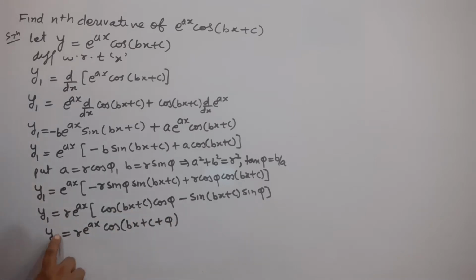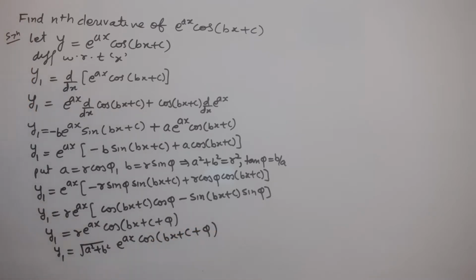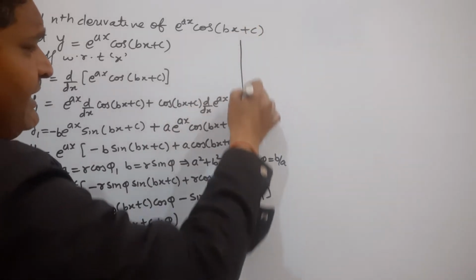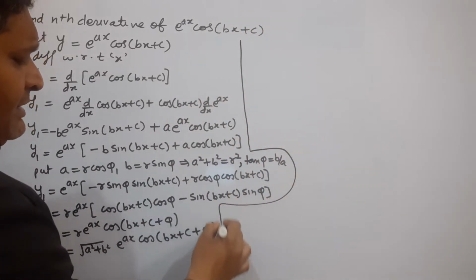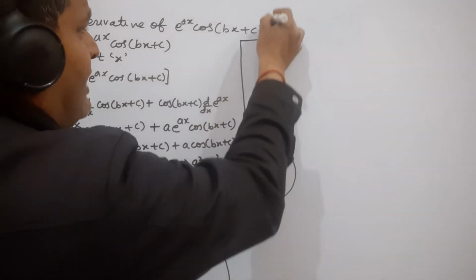Now put the value of r here, we get y1 is equal to under root a square plus b square multiplied by e to the power ax multiplied by cos(bx + c + phi). Now we differentiate this y1 again with respect to x, we get y2.